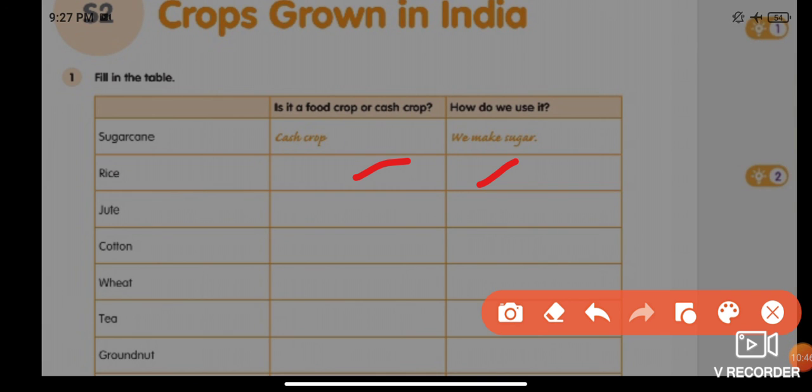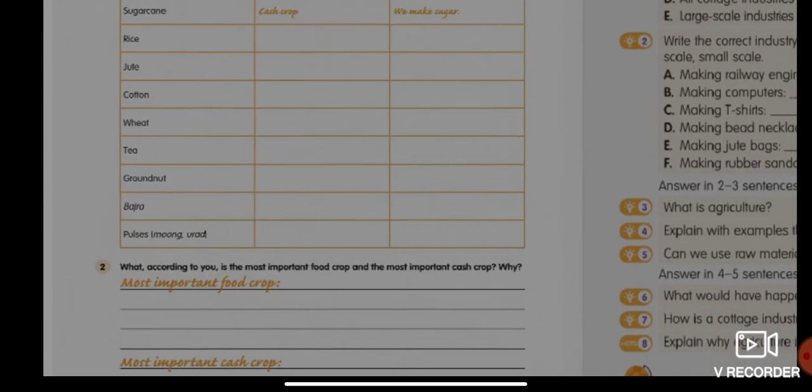Like sugarcane, it is known as a cash crop, and how do we use it? We make sugar. Similarly, rice: is it a cash crop or a food crop? You have to indicate here, and then the uses of rice, jute, cotton, like that.